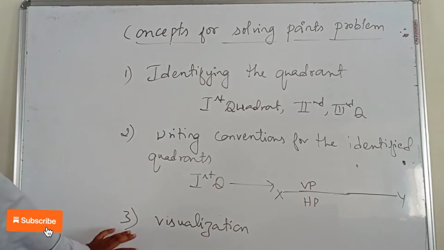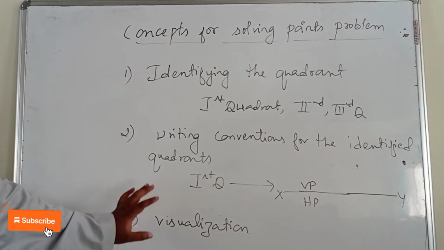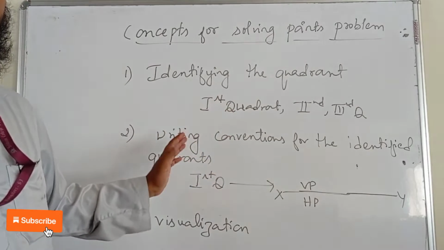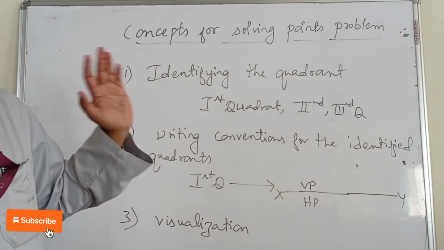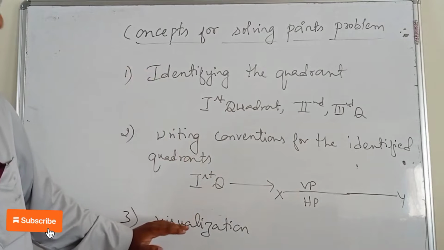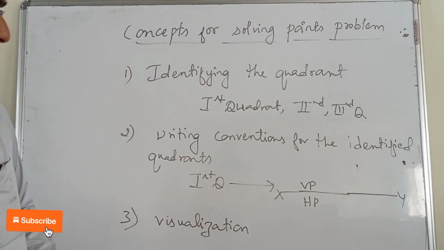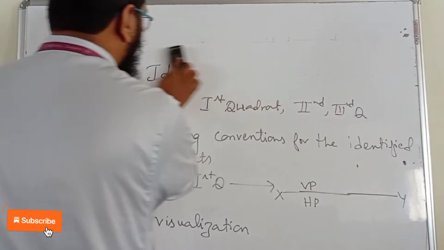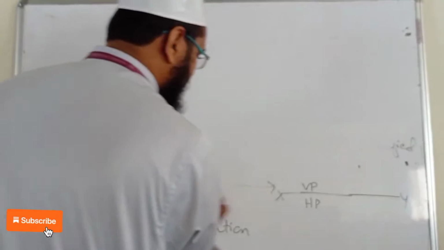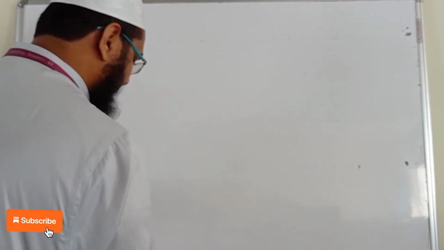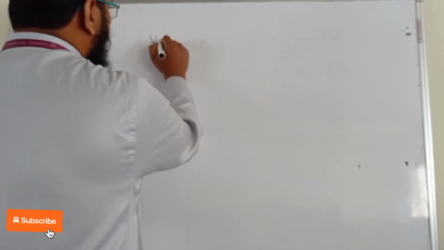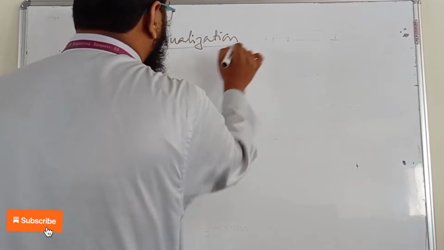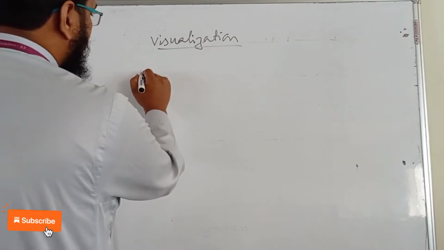Now the third concept is visualization. Visualization means seeing how we are looking at the thing. That is what visualization is, and it is a very important concept. In the visualization, I will take each concept bit by bit.